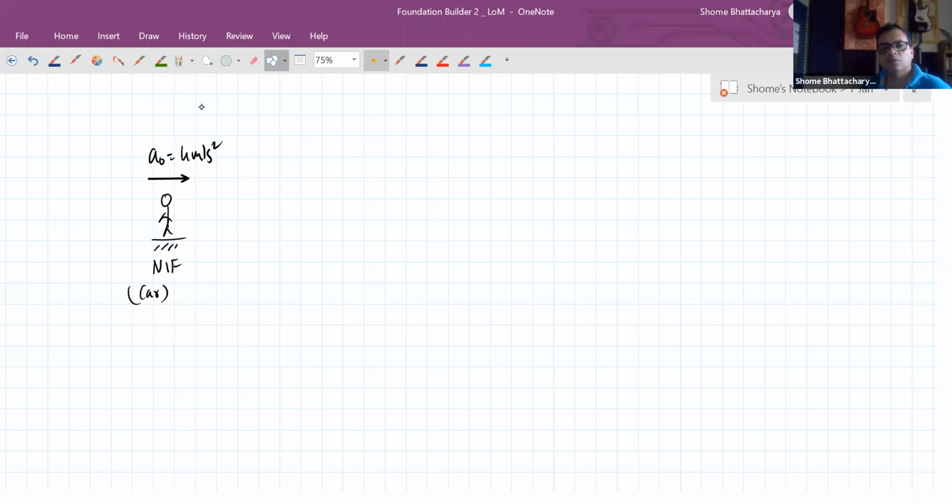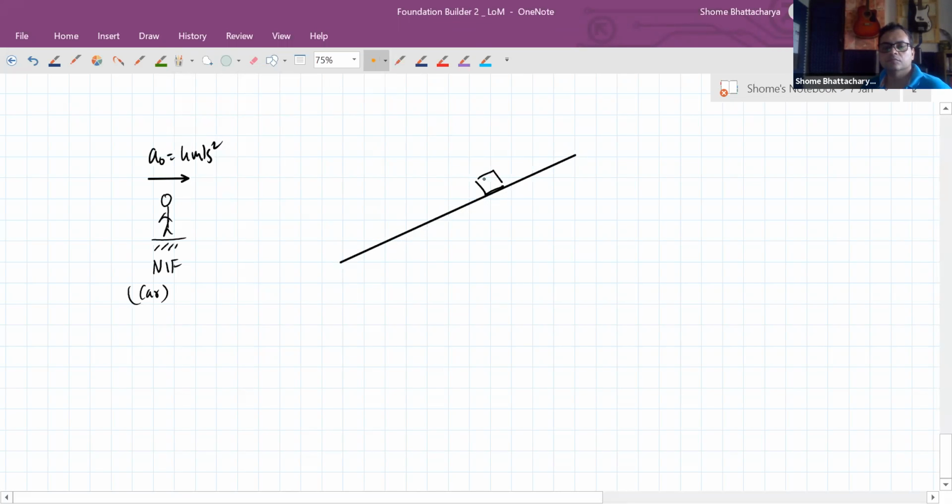So in that frame now, when we talk about this body on the inclined plane, what all forces will be acting on that? Let's see. First and foremost, we have to understand that there will be a pseudo force. The pseudo force's direction will be opposite to the acceleration, and its magnitude will be m into a naught. So this will be our pseudo force.